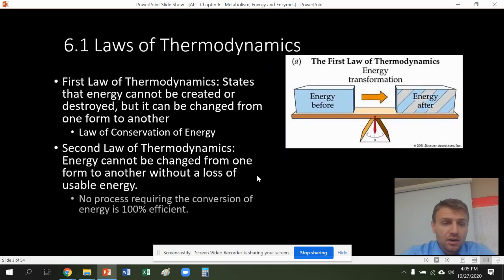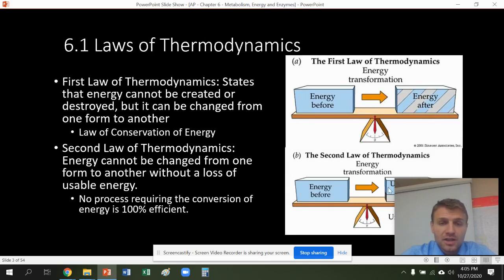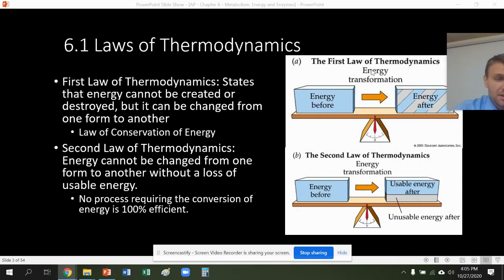Two different laws you've got to know about. First law of thermodynamics. This law states that energy cannot be created or destroyed. Same with matter. It just can be transferred from one thing to the other. It's also known as the law of conservation of energy.